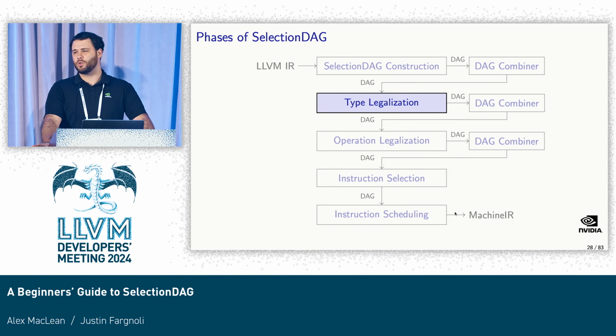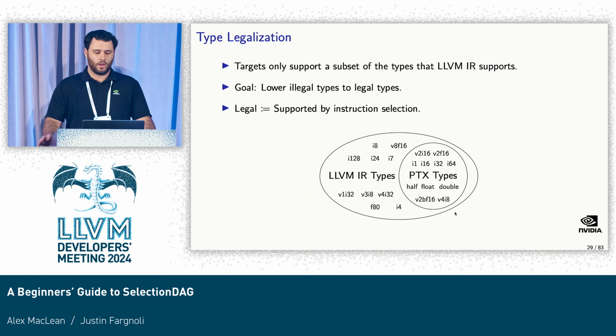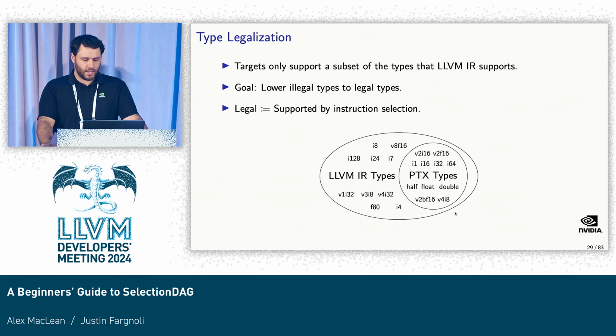All right. So at this point, we've lowered our LLVM IR into the SelectionDAG. But now we need to ensure that all of the types and operations are supported by the target we're compiling for. The first step of that is type legalization. Targets only support a subset of the types that LLVM IR supports. In the diagram, you can see that LLVM IR supports types like i24, v3i8, and i128, whereas in this example, PTX supports types like i32, i64, float, and double.